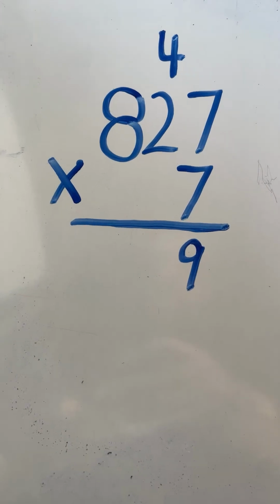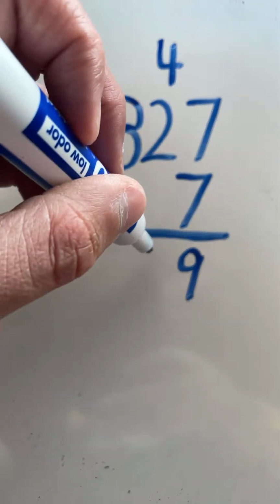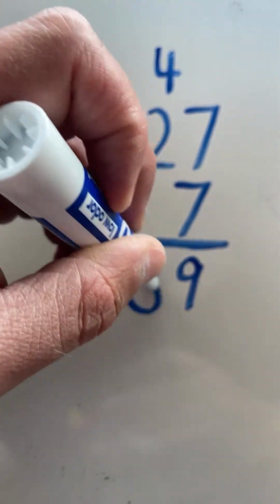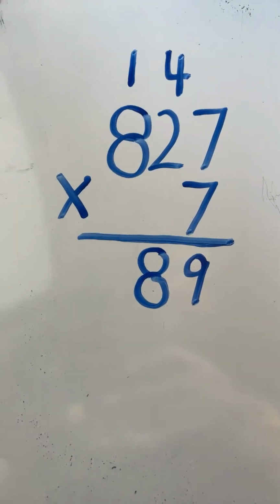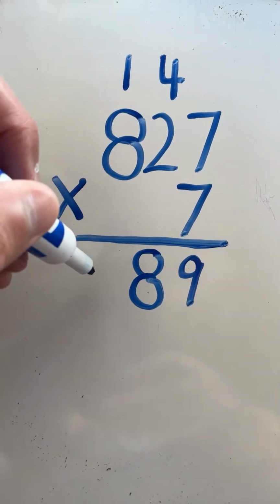2 times 7 equals 14, plus 4 equals 18. So now 8, carry the 1. 8 times 7 equals 56, plus 1 equals 57.